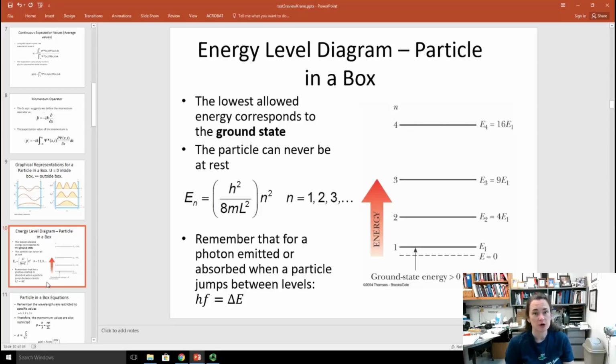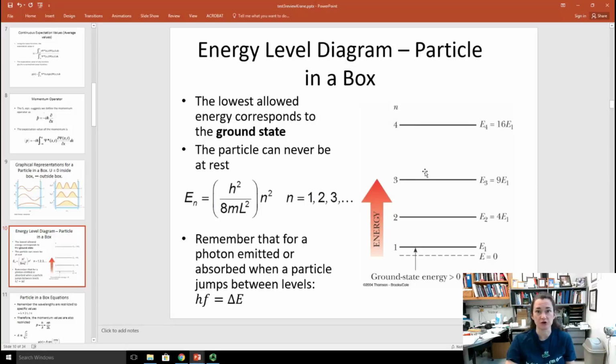Also remember that if you want a particle to jump between energy levels, then it has to either absorb or emit, depending on which direction it's going, the amount of energy that corresponds to the difference in energies between those levels. This is to conserve energy. In other words, a particle can't just jump up from the ground state to n equal to 3 without being provided energy, as that would violate conservation of energy.